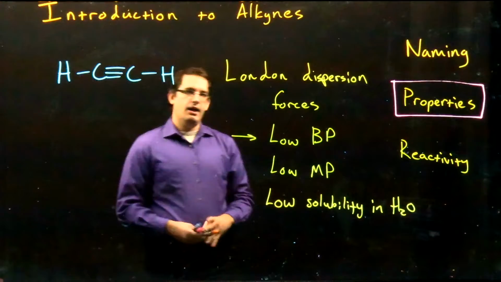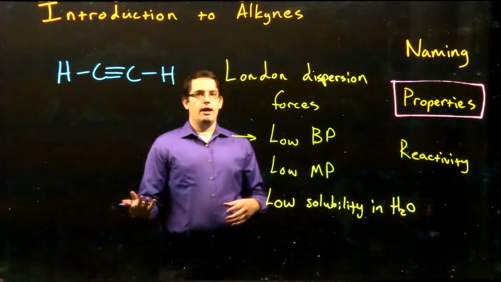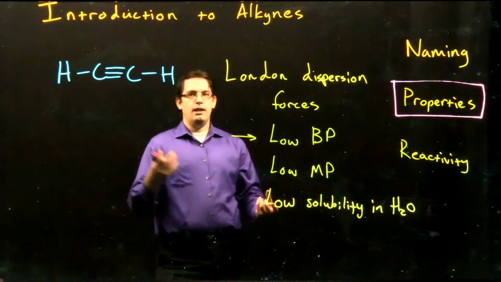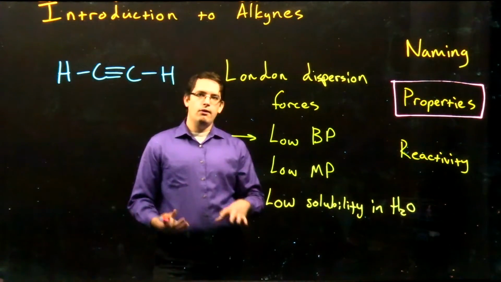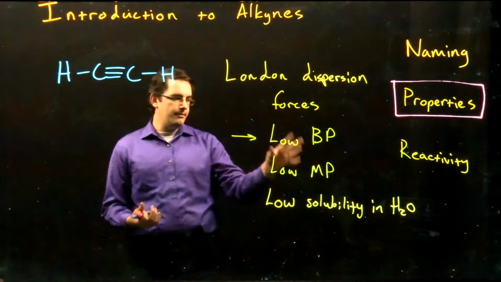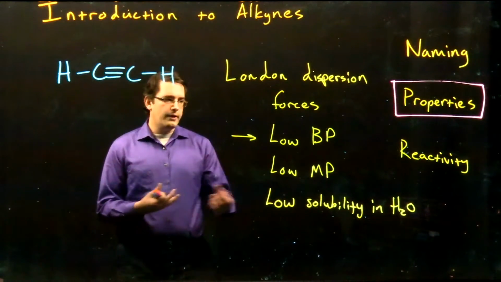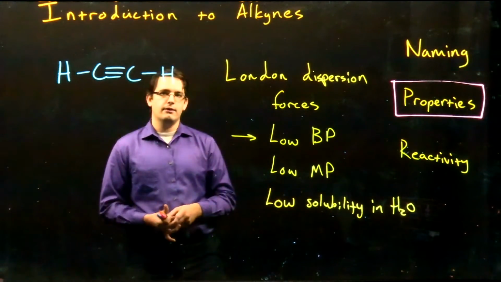These properties are really shared for all of our hydrocarbons, right? So if you compare an alkene, an alkane, and an alkyne, if they have the same molecular weight, they'll all have relatively similar boiling points, melting points, and solubilities. Of course, as always, these factors are affected by molecular weight.